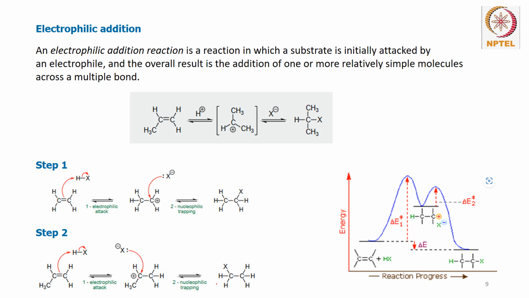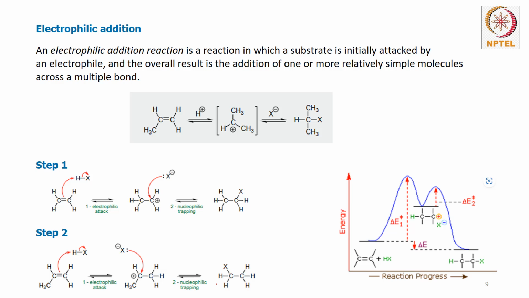Now the second concept we will discuss is electrophilic addition. Before discussing electrophilic addition from the aspect of Hammond, I will first introduce what electrophilic addition is, because I haven't discussed it earlier maybe. So what is electrophilic addition? An electrophilic addition reaction is a reaction in which the substrate is initially attacked by an electrophile and the overall result is an addition of one or more relatively simple molecules across the multiple bonds.